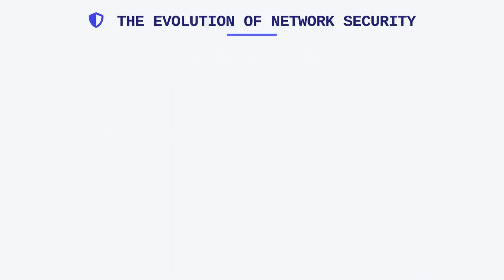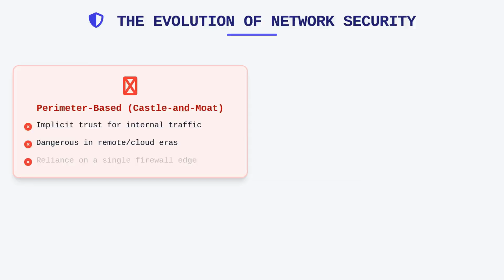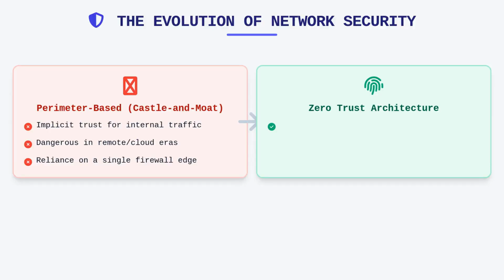The shift from perimeter-based security to zero-trust architecture represents a fundamental change in how we perceive the network boundary. For decades, organizations relied on a castle-in-moat strategy where internal traffic was implicitly trusted once it crossed the firewall. This model has become dangerously ineffective in an era of remote work and cloud-native services where the network edge is effectively everywhere.